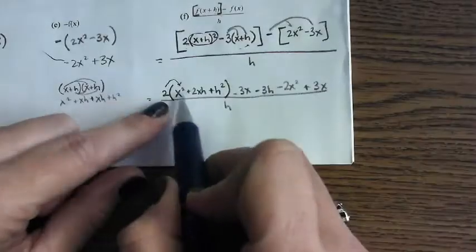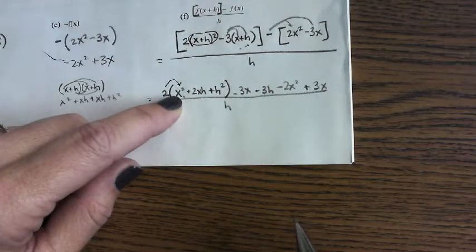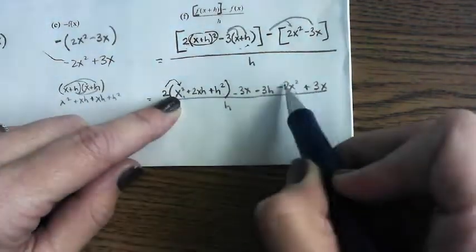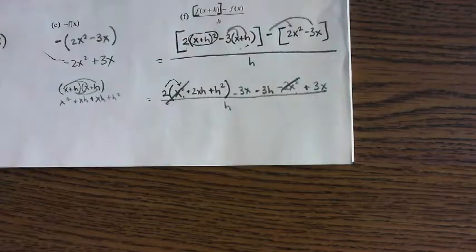So 2x squared, are there any other x squared terms? A minus 2x squared. So a positive 2x squared and a minus 2x squared is actually going to cancel out, yes? I'm not crossing out the 2 just yet because I have to keep distributing it through. So far, so good?